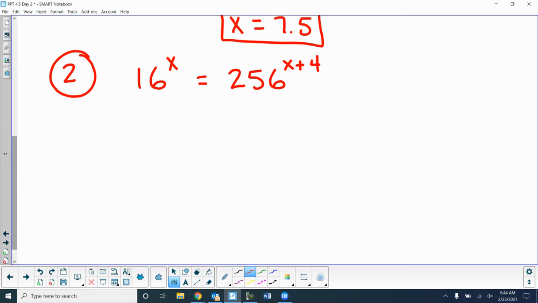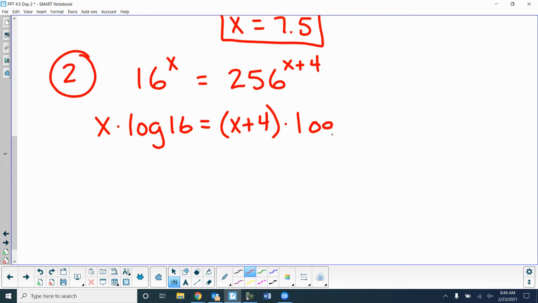I just did logs again. So again, the exponent times the log of 16 equals the exponent times the log of 256.